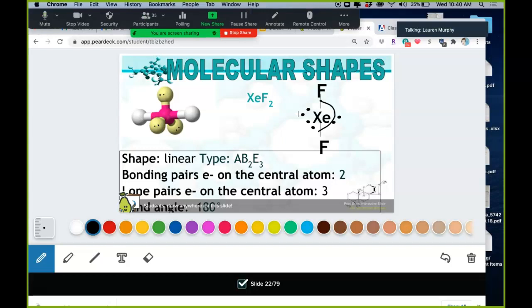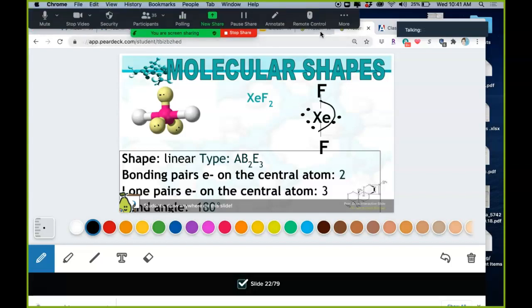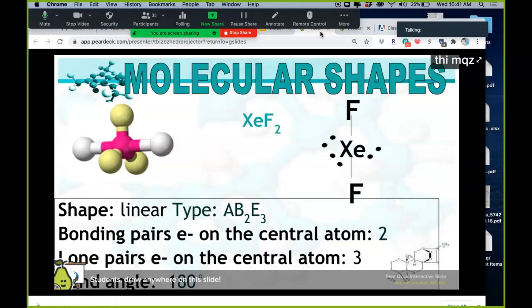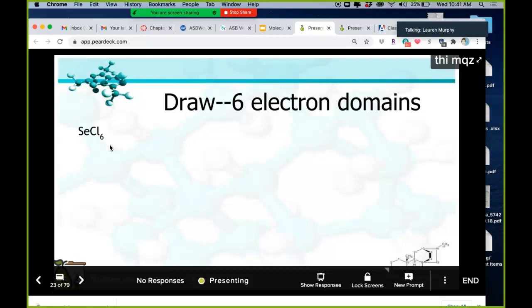Question so far? We have a couple more to do, and then I have to go over 2 more things and we'll be finished. Possibly early, we'll see. Okay, so now we're going to do a couple, I think 3 molecules that have 6 electron domains, which means 12 electrons around the central atom, which means expanded octets. So please draw SeCl6.